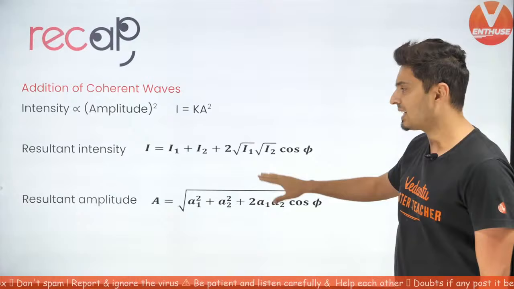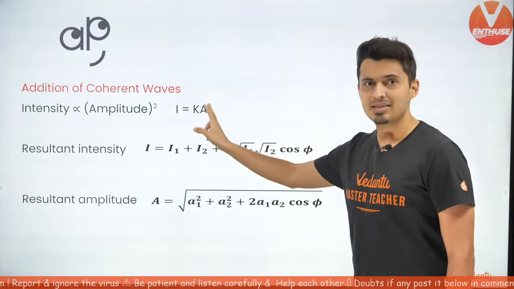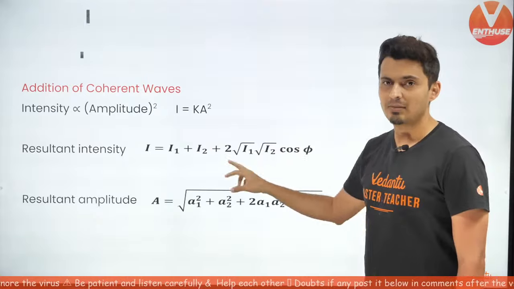You can see both the formulas are identical, just that since intensity is square proportional, that's why this formula does not have that root.